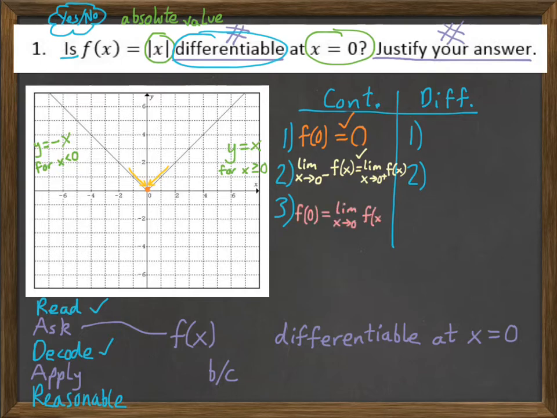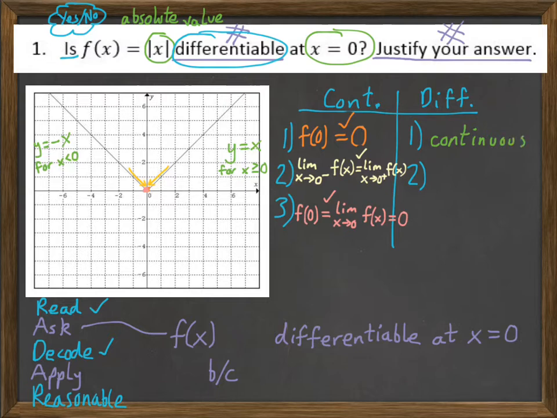The last condition is to say whether those two values are equal to each other. What do you think? Why, yes. Those two are both equal to 0. The function value is 0 and the limit is approaching 0. So there we go. Or I should say the limit of the function is approaching 0. There we go. Okay, so now let's see if it's differentiable.